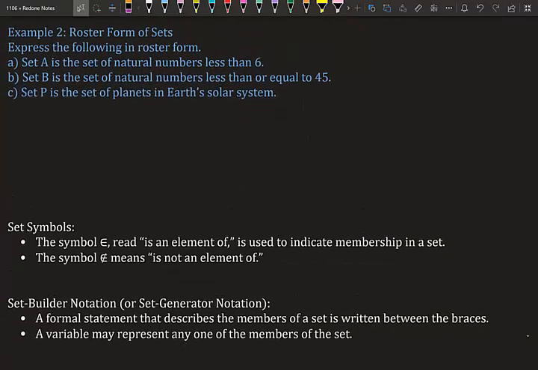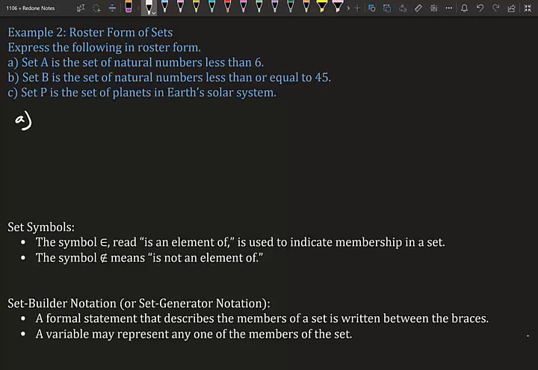Roster form of sets. We're going to express the following in roster form. Set A is the set of natural numbers less than 6. Set B is the set of natural numbers less than 6 or equal to 45. And set P is the set of planets in Earth's solar system.